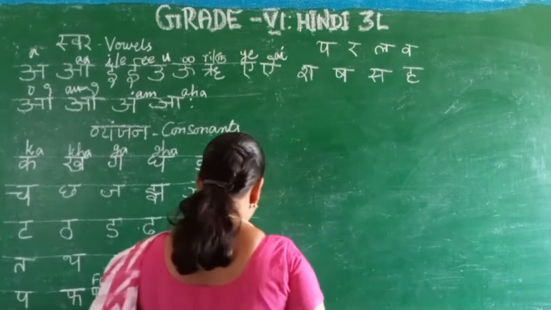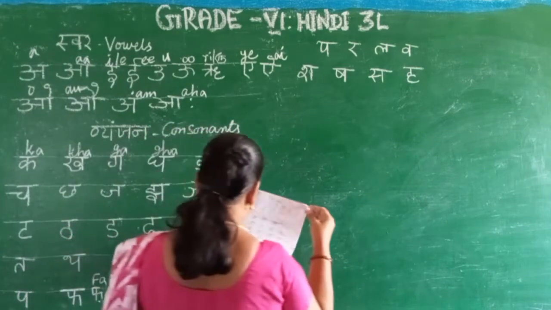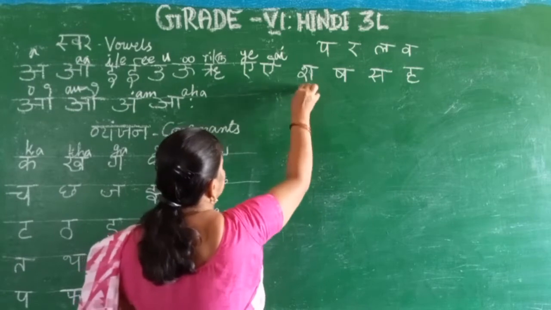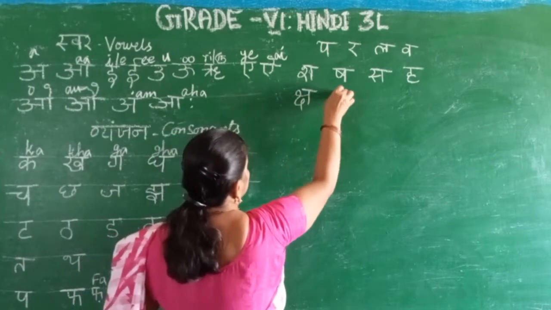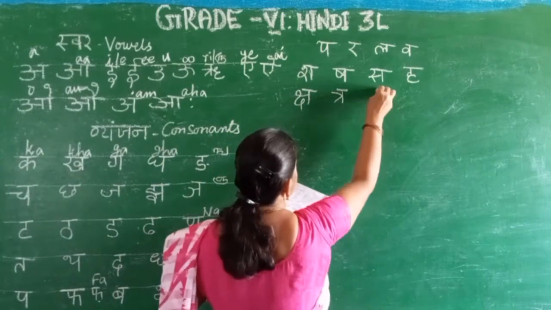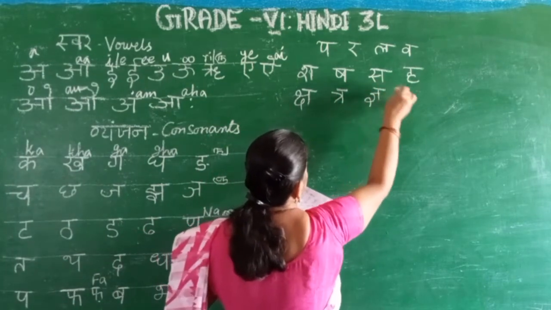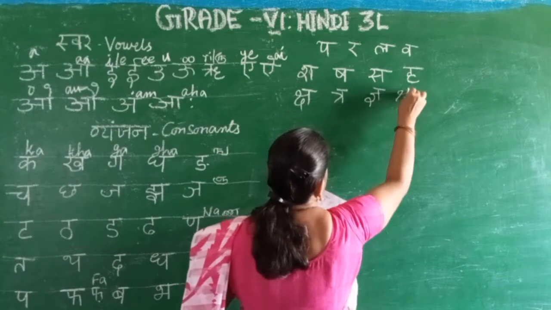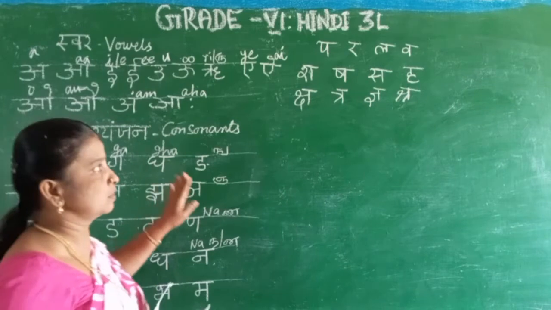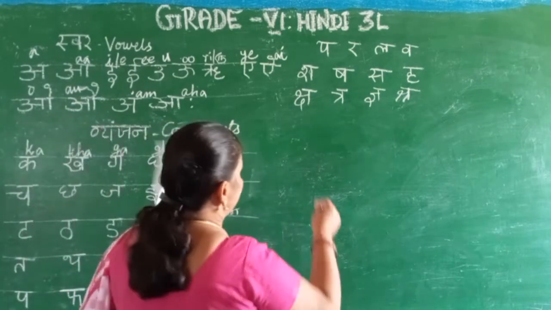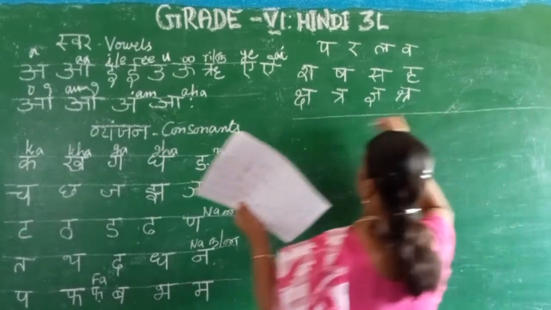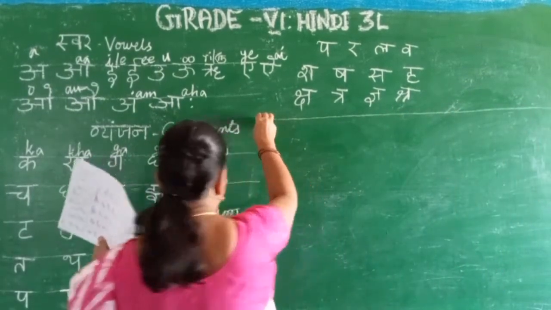The last ones: ksha, tra, gnya, shra. See, ksha, tra, gnya, shra. Is it clear? So these letters we already saw in the last video. Now we will learn two-letter words and three-letter words, how to pronounce.